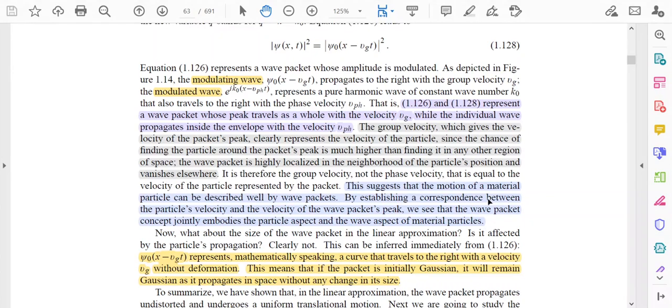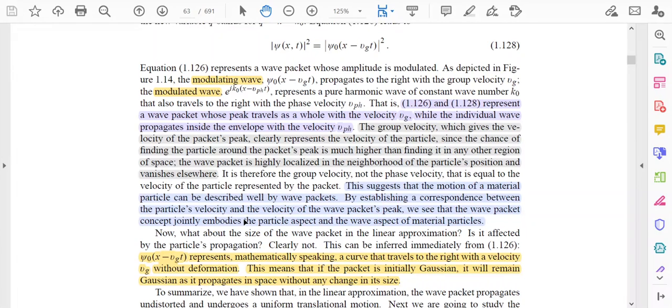By establishing a correspondence between the particle's velocity and the velocity of the wave packet's peak, we see that the wave packet concept jointly embodies the particle aspect and the wave aspect of material particles. This is a very important conclusion, because we are describing the motion of the material particle in terms of wave packets. The particle's velocity is a classical concept, and the wave packet is a quantum concept. So we are establishing a correspondence between a classical concept and a quantum concept.